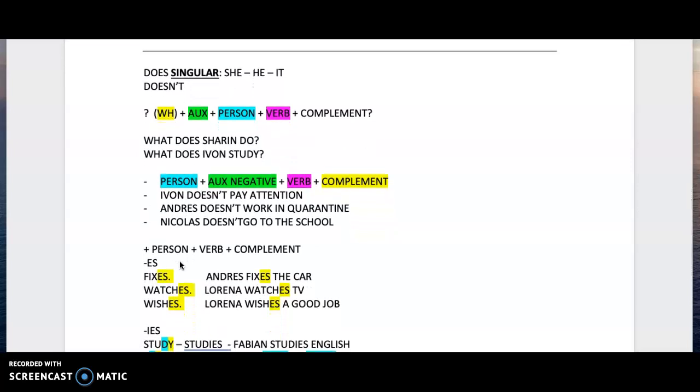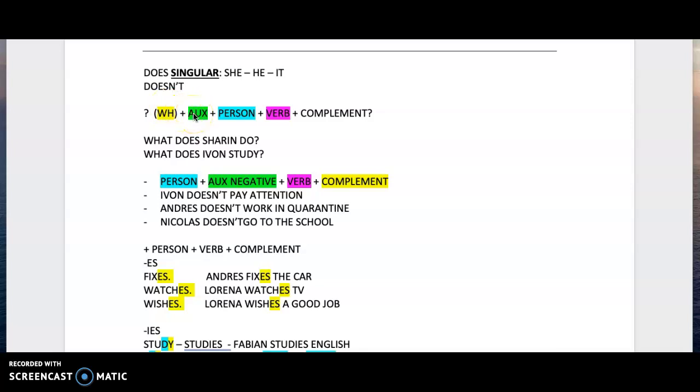Let's continue with the auxiliary does. We use the auxiliary does with singular. It means that when we use the subject pronouns she, he, or it. And also remember the auxiliary negative that is doesn't. The formula for the interrogative sentence is WH question. Remember that WH questions are optional in these sentences. Okay? You can say, do you play soccer? ¿Tú juegas fútbol? Do you play soccer? This is optional. Okay?